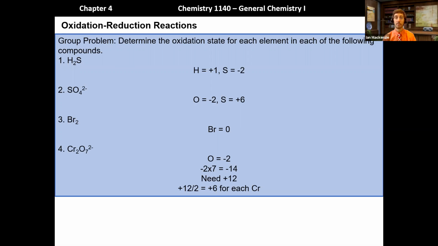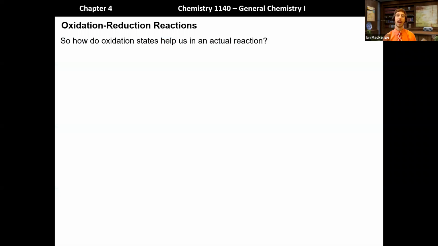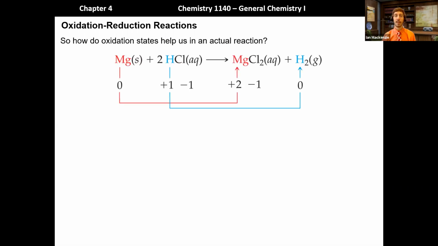And that's the process for how we would assign the oxidation state for any atom within any compound. Now, how does that help us in an actual reaction? How does that help us identify if we're doing a redox reaction? Let's take this example shown here. If I just track the oxidation states, I can see whether electrons have been transferred with a particular element simply by looking at the oxidation state on the reactant side for that element and the oxidation state on the product side for that element.